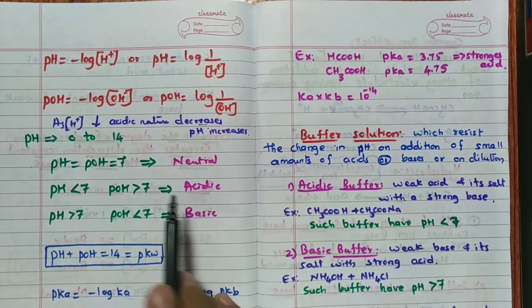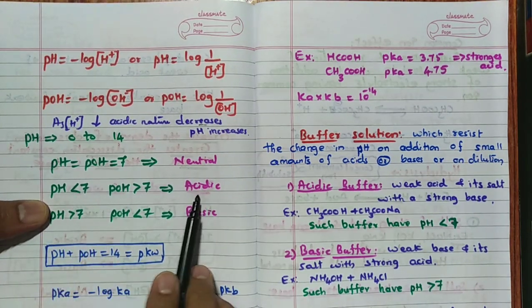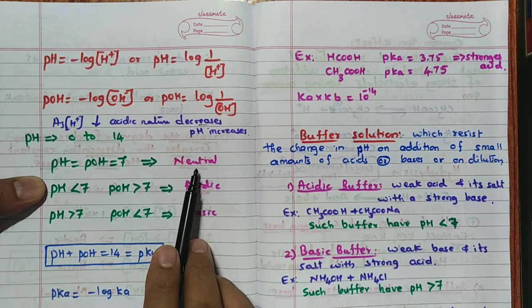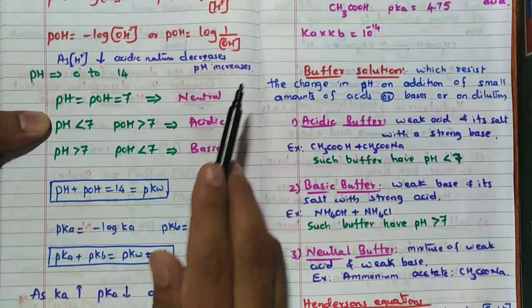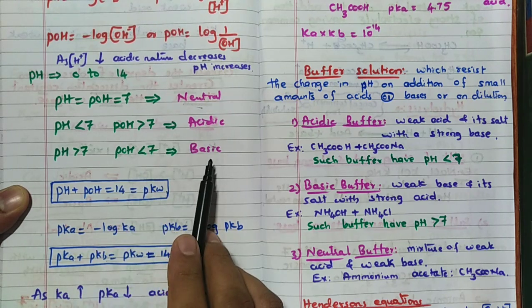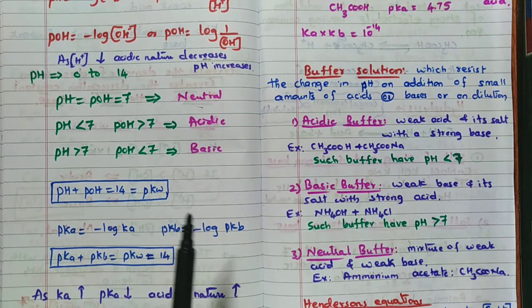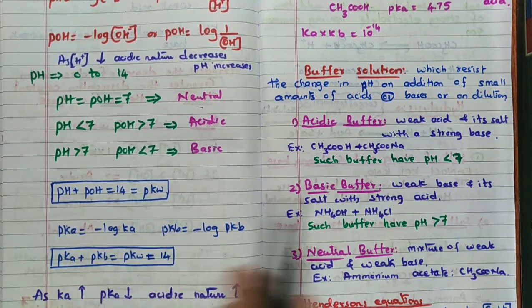Because pH more than 7 is basic, pH less than 7 is acidic, pH equal to 7 is neutral. So pOH is also the same, pOH is the reverse of pH. pOH more than 7 is acidic, less than 7 is basic. So generally we will consider the pH value, because when we consider both there is confusion between whether pH or pOH is taken. So definitely we will always consider pH.